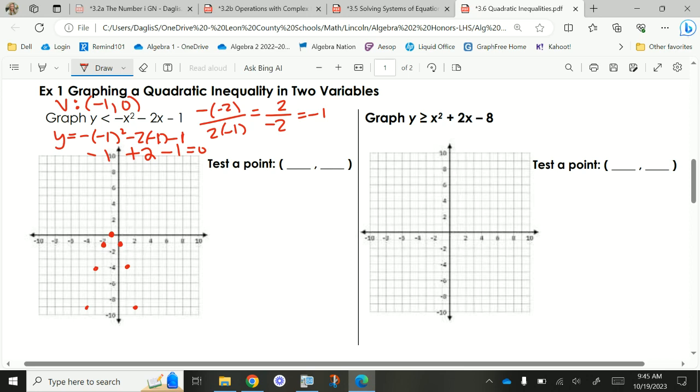Before I draw my parabola, is it going to be a dashed parabola or a solid parabola? It's going to be a dashed parabola. All right, and are we going to shade above or below it? It's less than, so we're going to be inside the parabola, right? I find my vertex, and I'm going to go under my vertex, so that means it's going to be inside my parabola.